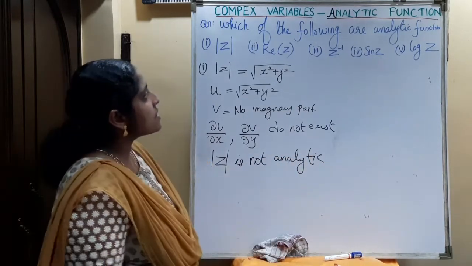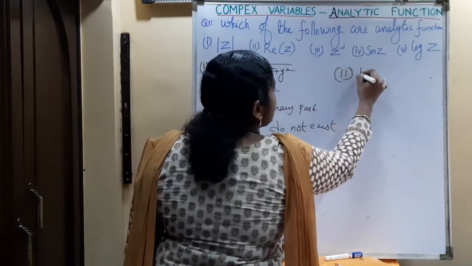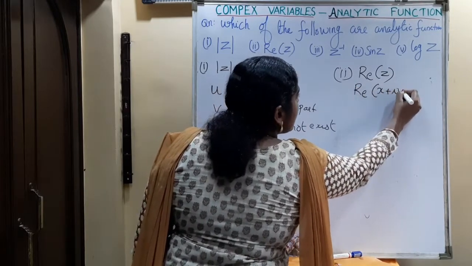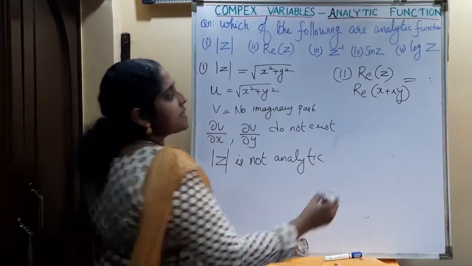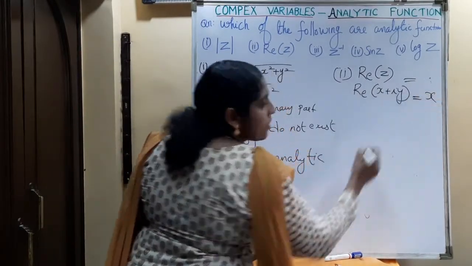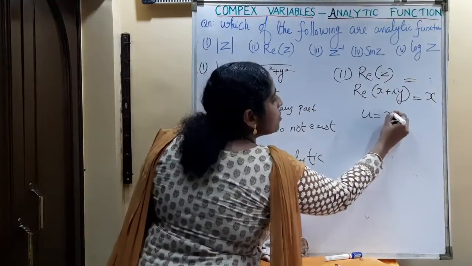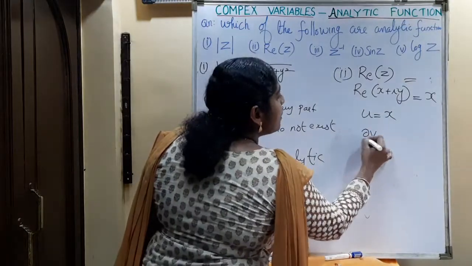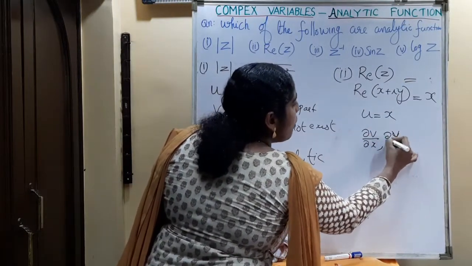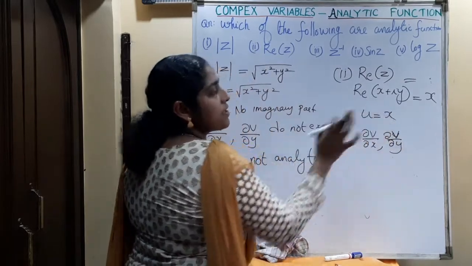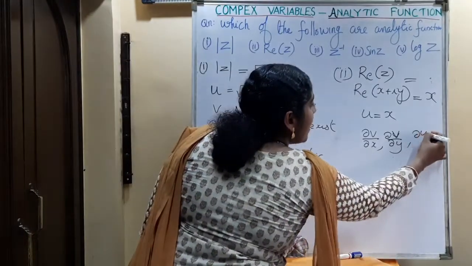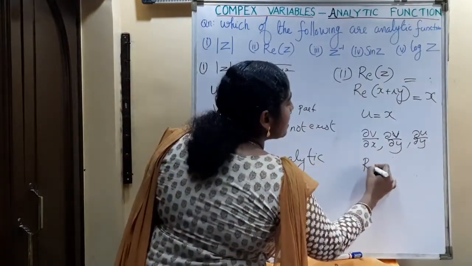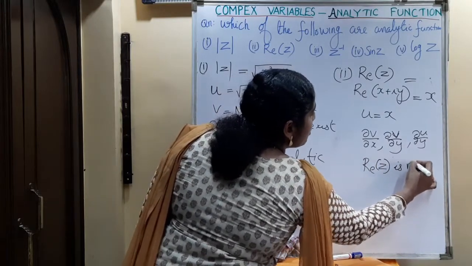Okay. So the second question is, what is that? Real part of Z. So what is the real part of Z? What is our Z? Z is equal to X plus iY. So real part of Z is equal to X. Okay, so we got that u is equal to x, but there is no imaginary part v. So what is the meaning of that? That is ∂v/∂x, ∂v/∂y, and also here this u is a function of x only. Therefore here ∂u/∂y, these three partial derivatives do not exist. So here also we can say that the real part of Z is not analytic.